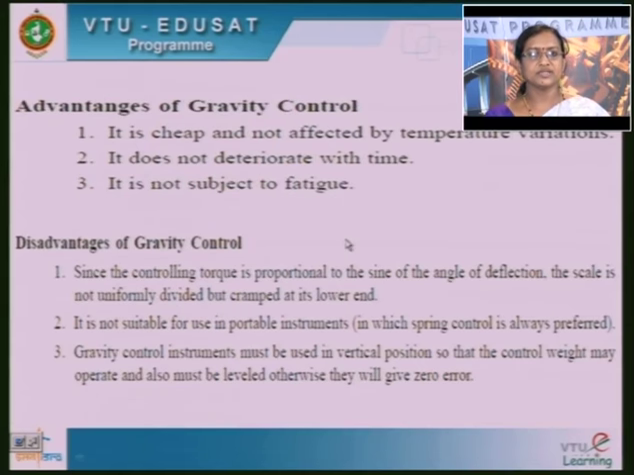Next, we see the advantages of gravity control. It is cheap and not affected by temperature variations. It does not deteriorate with time. It is not subject to fatigue.